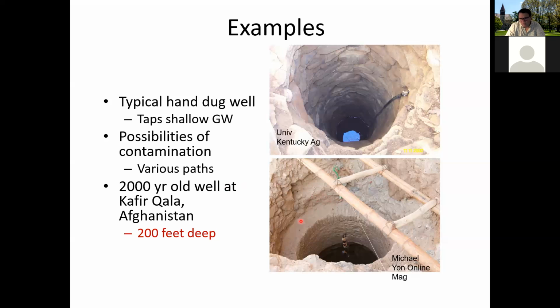But this technology, again, has been around for a long time. This example on the bottom is a 2,000-year-old well at Kafir Kala in Afghanistan. And this is sort of unimaginable: a 200-foot deep hand-dug well that was actually lined with stone, brick, and mortar for most of the well, which was a major water supply in the region. So people are very industrious, and dug these to great depths for quite a long time.